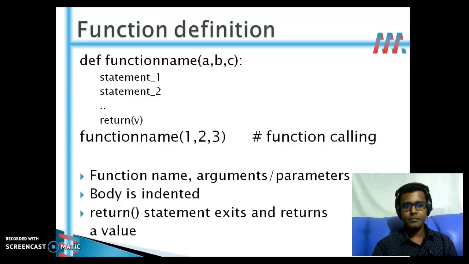The body of the function is indented, that is, after the def line the next statement is given with one tab space, and likewise for the upcoming statements until the return statement. The return statement exits the function and returns the value given in the brackets.